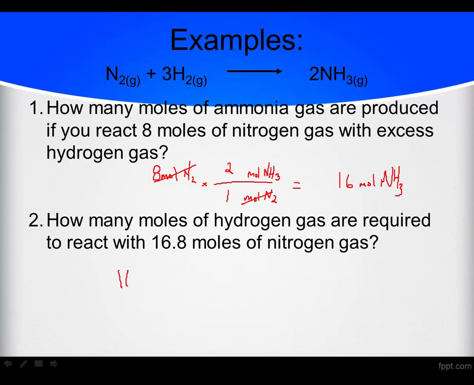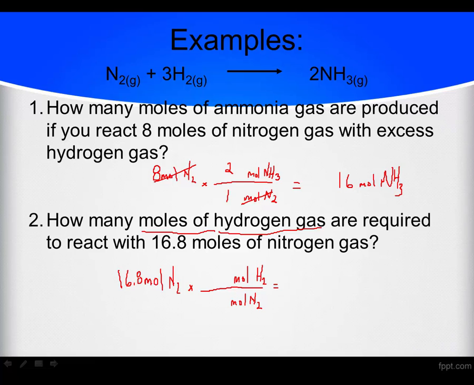With this one, we're going to do basically the same kind of math. 16.8 moles of nitrogen gas. What do we have to have on the bottom for units? Moles of nitrogen, right? What do we want on top? Right, that's what it says here, moles of hydrogen. So moles of H2 goes on top.